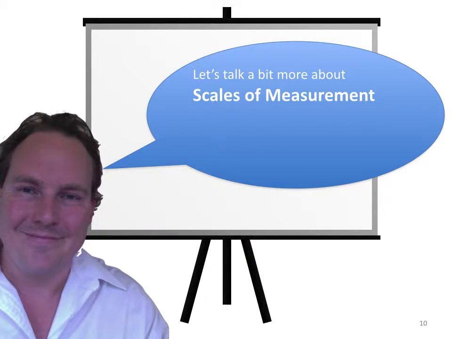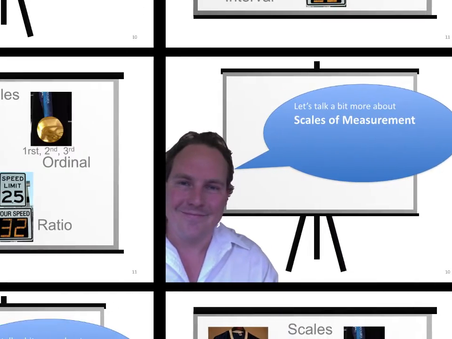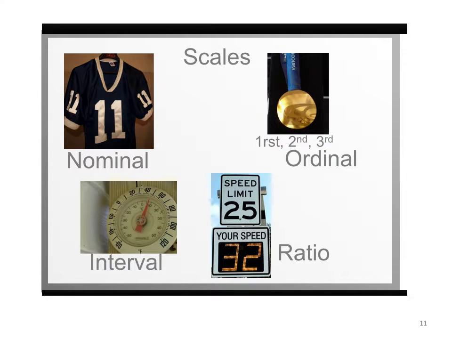So let's talk a little bit more about scales of measurement. So here are the scales. You can see that nominal, right? That was the name, like a football jersey. Ordinal, you see a gold medal here. Think about the ranking. You could get gold medal, that's the first place. Silver, second place, third place, bronze. Interval, right? We have a thermometer there looking at the temperature. Those are equal steps. And then ratio, where you have a true 0. Think about your speed. It can go down to 0.